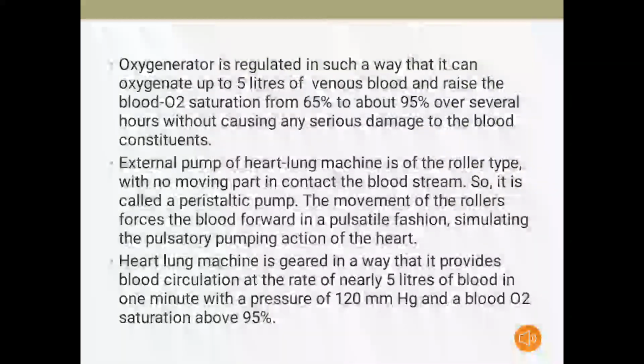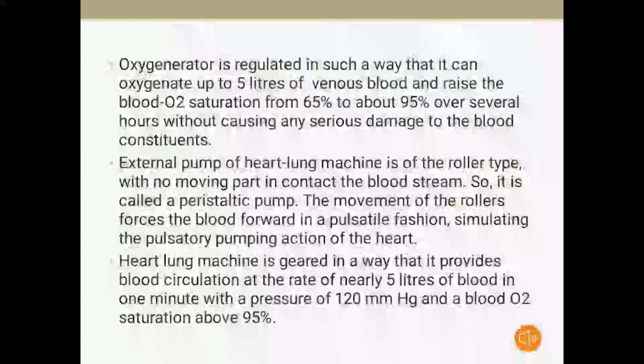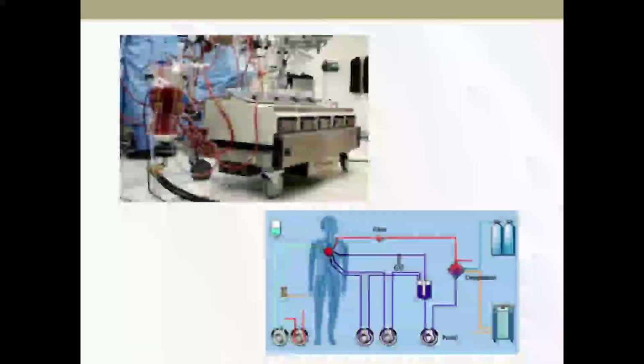Heart lung machine is geared in a way that it provides blood circulation at a rate of nearly 5 liters of blood in 1 minute with a pressure of 120 millimeters of mercury and a blood oxygen concentration above 95 percent. And here two pictures are given. First one shows an artificial heart lung machine, and the second one shows the diagrammatic representation of heart lung machine.